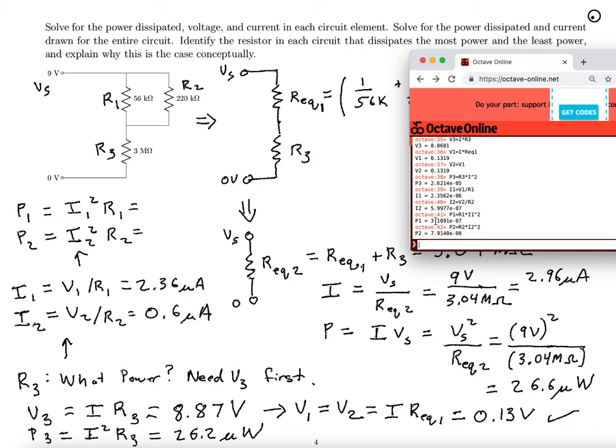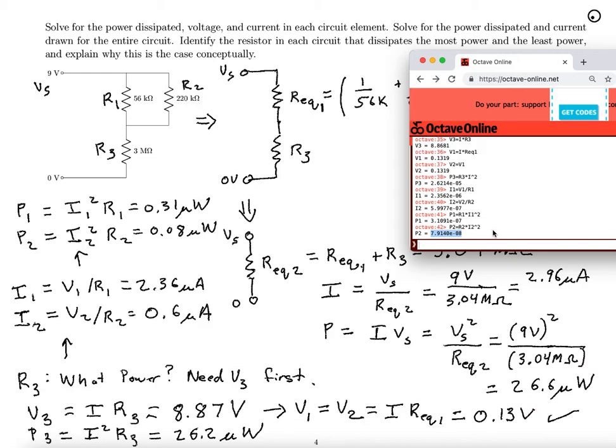So P1 is 0.31 microwatts. And P2 is 0.08 microwatts. And compare that to P3 at 26.2 microwatts, or the total power dissipated in the circuit of 26.2 microwatts.